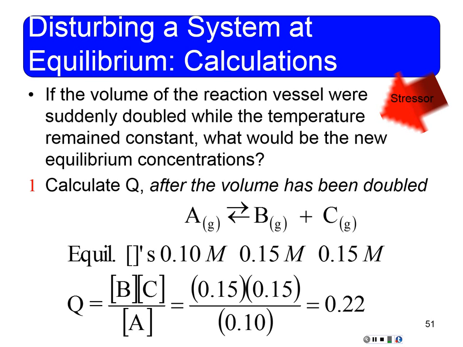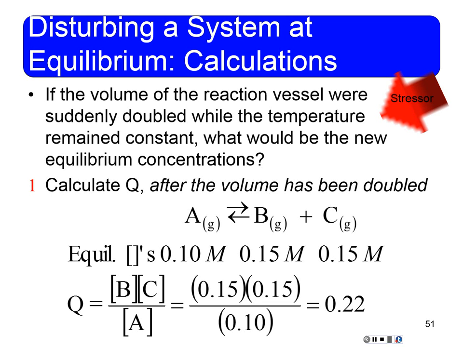Now we've added a stress. So our stress is the volume of the reaction vessel was suddenly doubled. Let's say water was our solvent here, and say we had a 1 liter vessel, we suddenly doubled it to 2. It's not specific here of what exactly was done. First things first, the temperature is constant, and now we want to know the new equilibrium concentration.